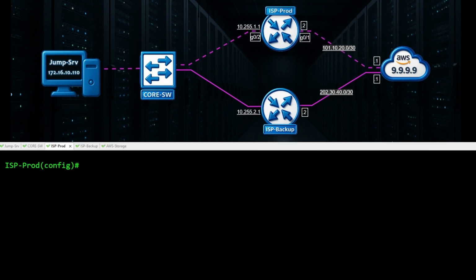First, we need to create the EEM policy. The command for this is event manager applet and then the name of the policy. We're going to name this one wan_degrade_1. This is going to be the event-driven policy we'll use to downgrade the primary link in BGP. And you can see we've entered the applet submode.